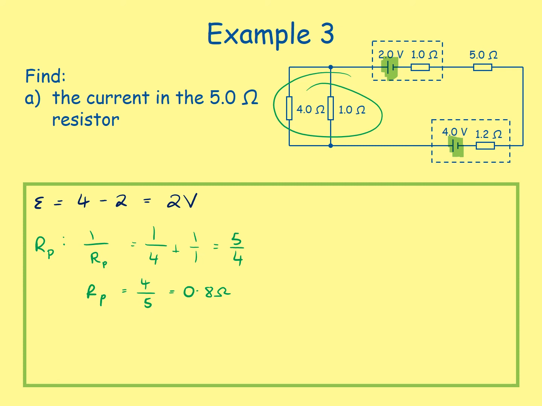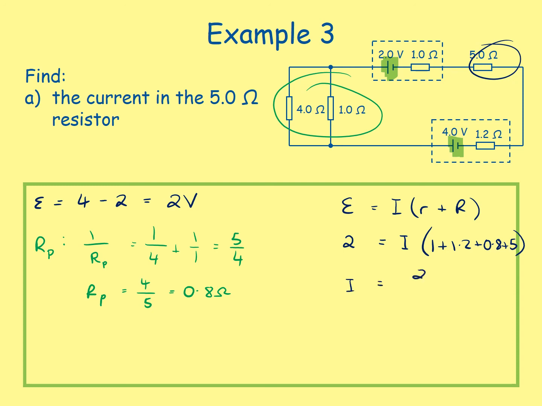We can now look at our equation EMF equals our current multiplied by the sum of our resistances. So that's 2 equals I, which is what we're trying to work out. And then looking at our internal resistance, we have 2 of those, 1 and 1.2. Adding on our load resistances, we found out the combination of those resistances in parallel, so that's plus 0.8, and finally plus 5 ohms just there. Rearranging that, we get current equals 2 over 1 plus 1.2 plus 0.8 plus 5, which is equal to 8, and 2 over 8 gives us an answer of 0.25 amps.